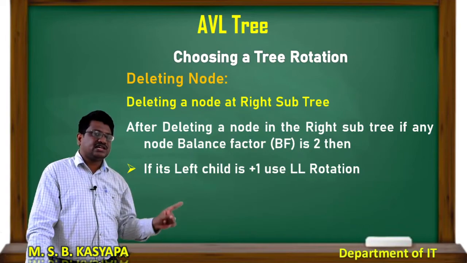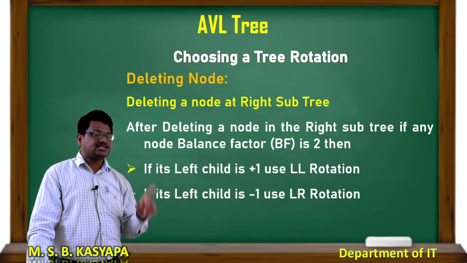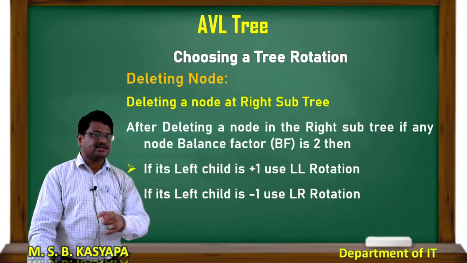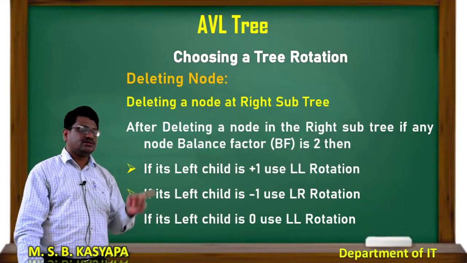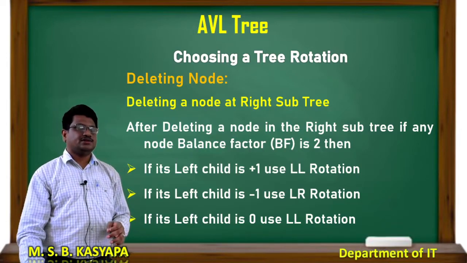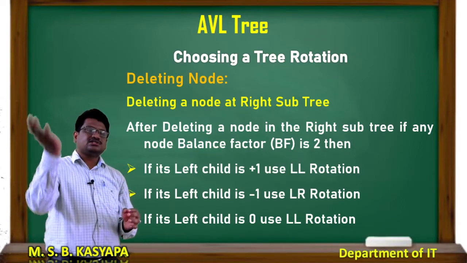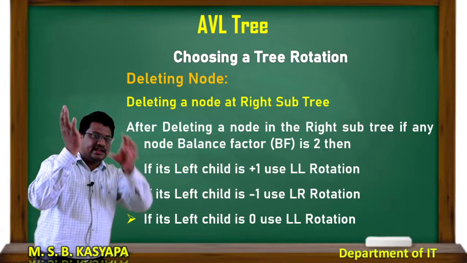So if this left child contains +1, it is plus plus, LL. If it is minus, it is LR, plus minus. If it is having 0, it is also treated as a plus, so plus plus, LL. So if I delete an element from the right side, that means the right side height is decreasing and the left side is increasing.